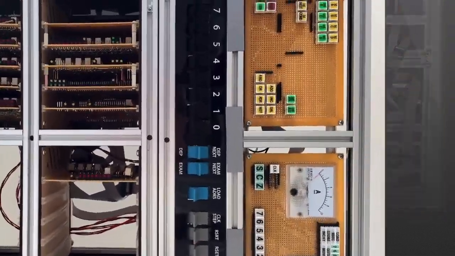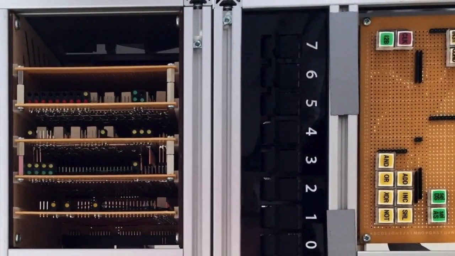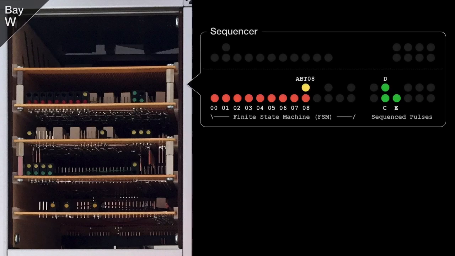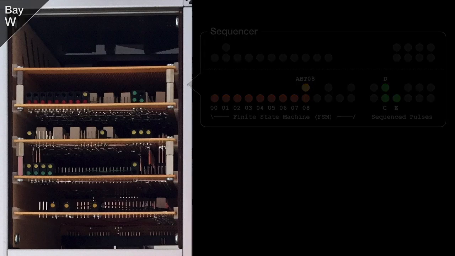This is because each bay has unique connectors for each of the card types. Let's take a closer look now at each of those bays, and I'll go in alphabetical order, starting with bay W. First up is a sequencer, which is spread across 2 cards due to the number of relays and connections required. The diagram on the right shows what each of the card's LEDs actually mean. And note that the grey dots signify where future LEDs will be placed as the card gains more functionality. For now though, we can see the 9 states of the FSM on the left and the derived sequencer pulses C, D and E on the right.